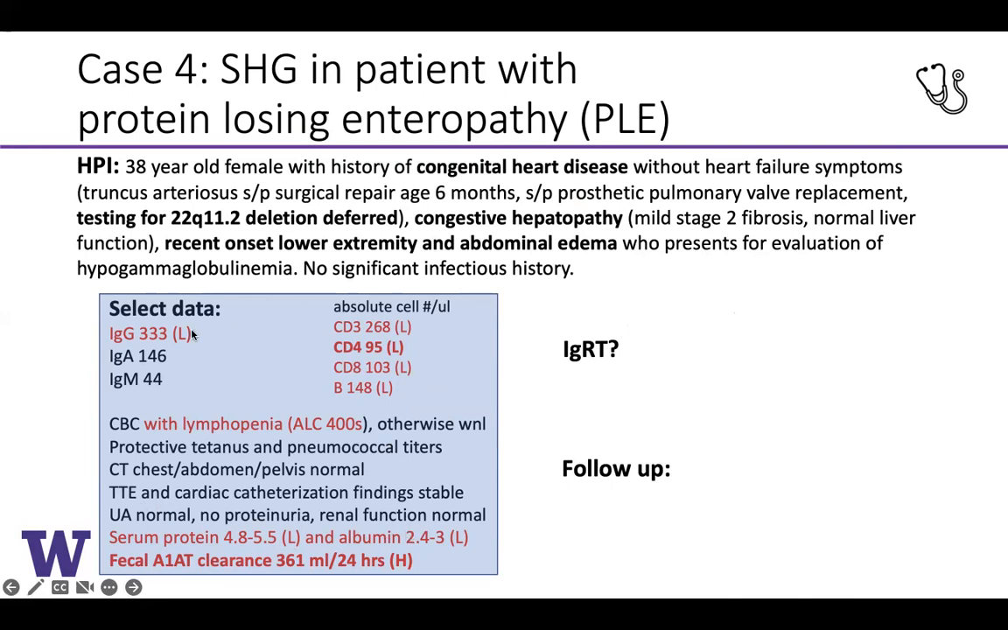On her labs, she had really low IgG, but normal IgA and IgM, and panlymphopenia, and also very low T cell and B cell, particularly CD4 lymphocyte counts. It was very unclear what was causing this in this patient. However, she did meet the criteria for protein losing enteropathy based on her fecal alpha-1 antitrypsin stool clearance.